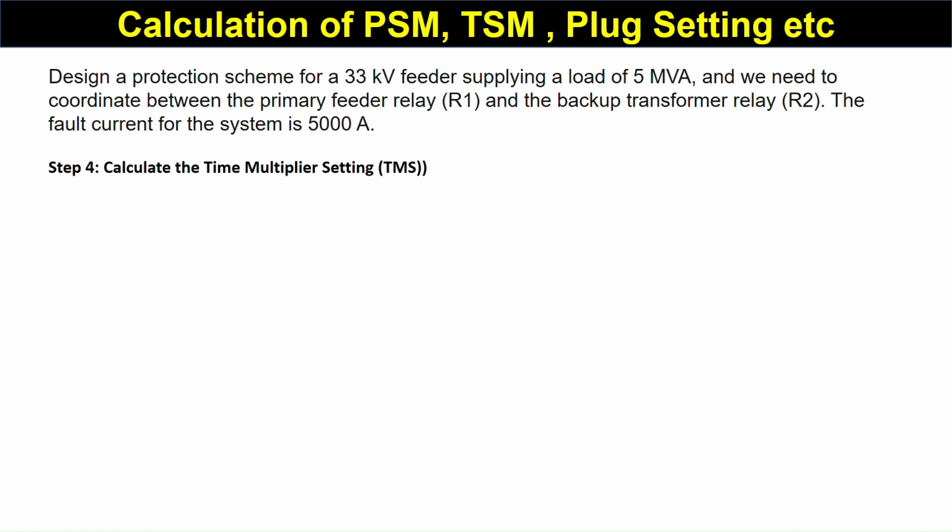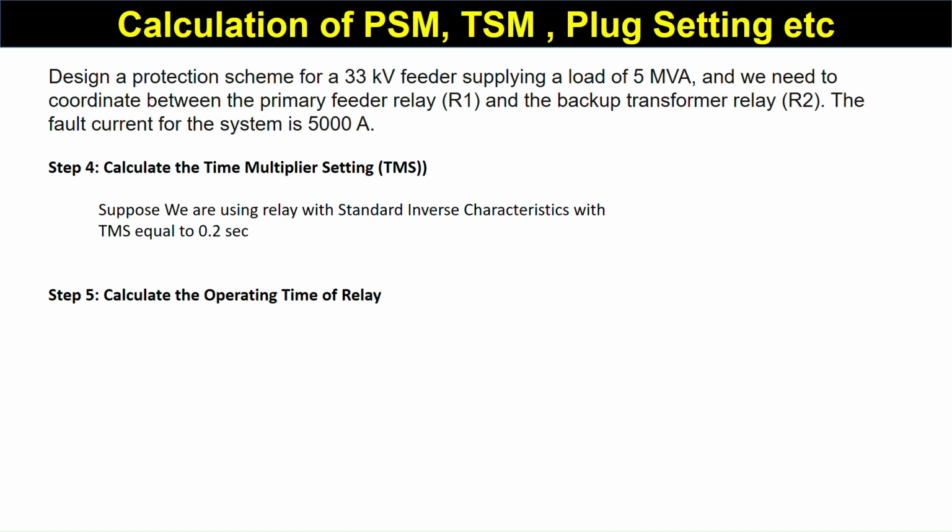Now calculate the time multiplier setting. Suppose we are using a relay with standard inverse characteristics with TMS equal to 0.2 seconds. That means for a standard inverse characteristic, our TMS is equal to 0.2 seconds. Now we will calculate the operating time of a relay.